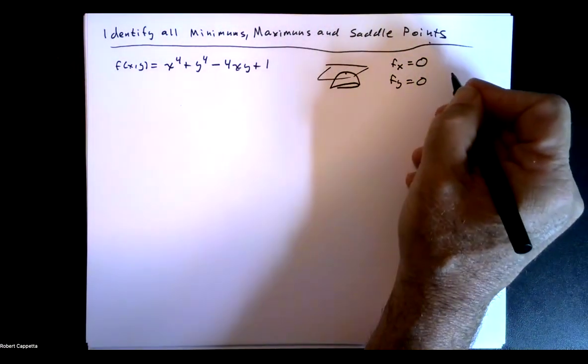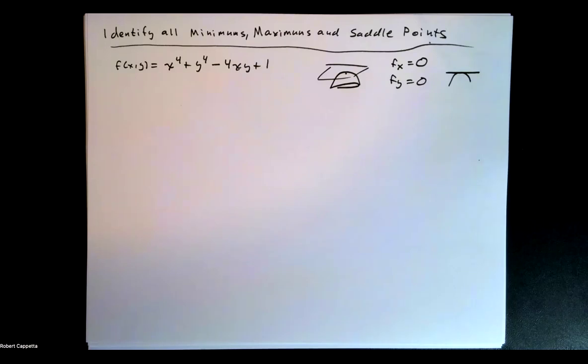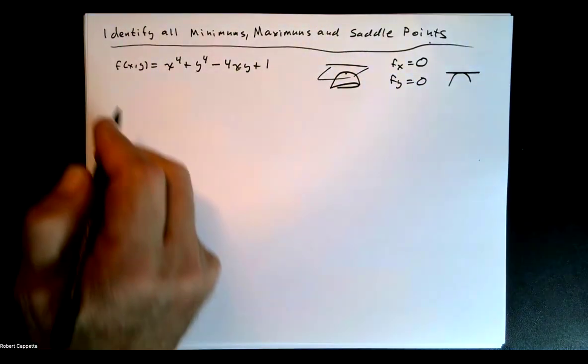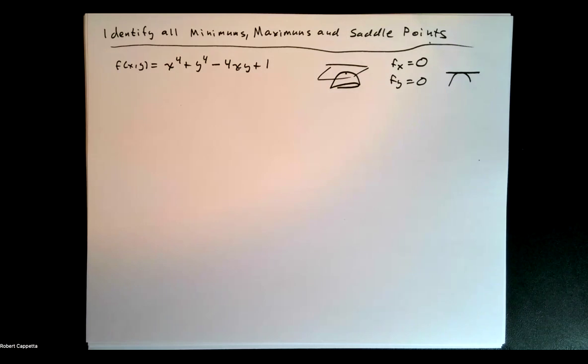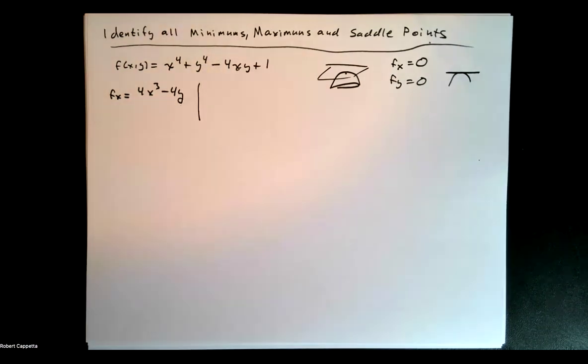Similar to, in a function of one variable, a tangent line having a first derivative of zero representing a horizontal tangent for a possible minimum or a maximum. So we're going to need to identify the partial derivatives and set them equal to zero. So what do we get? f sub x is 4x cubed minus 4y. And f sub y is 4y cubed minus 4x.